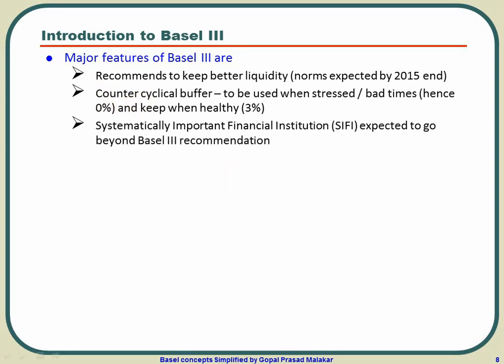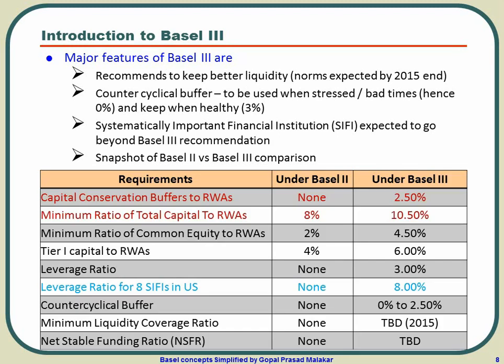And also systematically important financial institutions, which are essentially those big financial institutions where instability means probably the instability of the whole industry, are expected to go much beyond the Basel III recommendations. Now let's take a look at Basel II versus Basel III side by side.